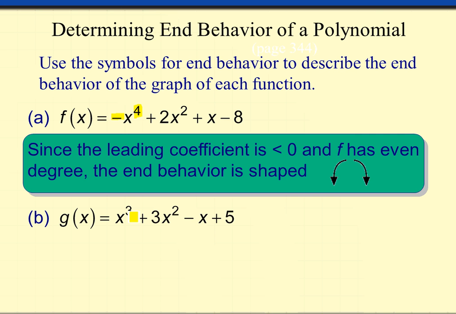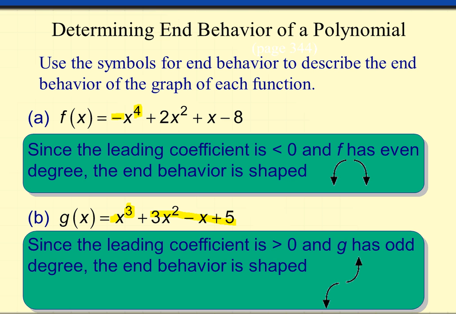Okay, next. We've got a polynomial. You see g of x is equal to x cubed plus 3x squared minus x plus 5. None of this stuff out here is important. What's important, right now at least, is the degree, which is 3, and the leading coefficient, which is understood to be 1. And the fact is, the degree is odd, so they point opposite directions. The leading coefficient is 1, which is positive, so we know it looks like y equals x cubed, which means the left points down and the right points up.